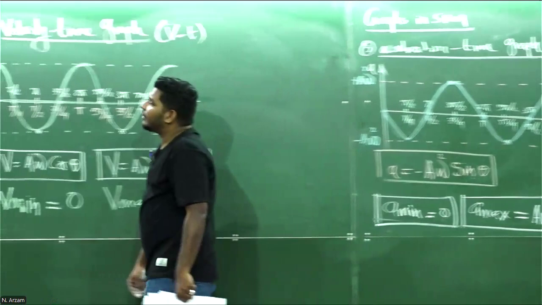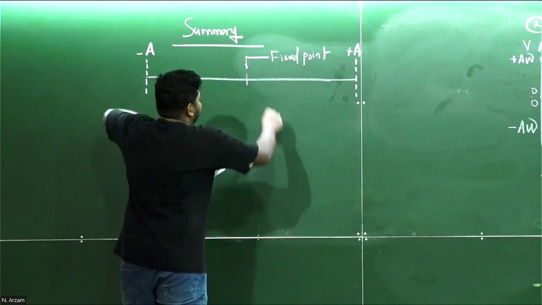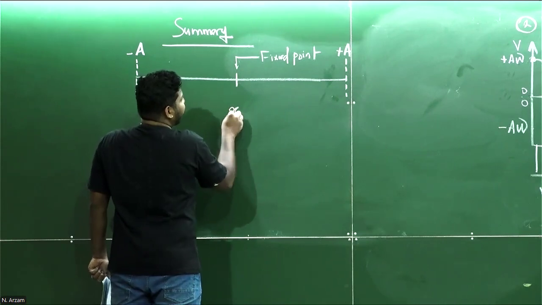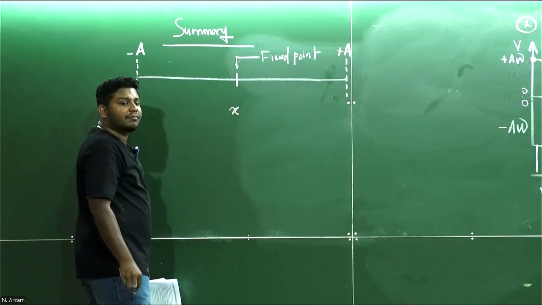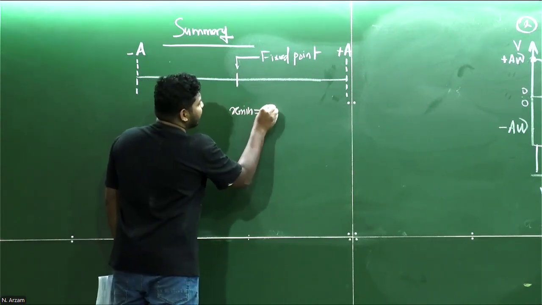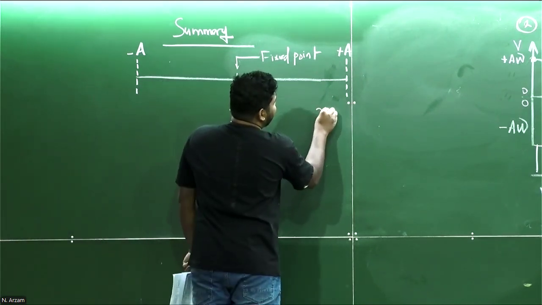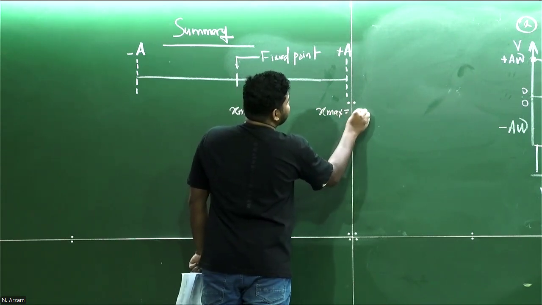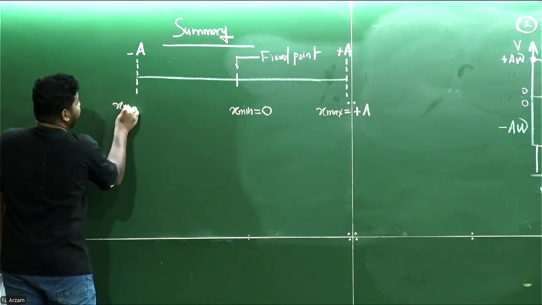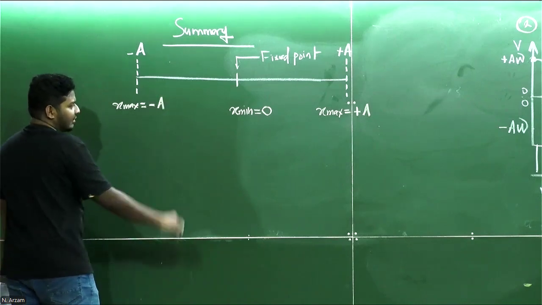Right. So I'm going to do the summary now. Look at this one. First of all, now tell me, in the fixed point, is displacement maximum or minimum? Minimum. X minimum is equal to what? 0. In the fixed point, X minimum is equal to 0. What is the X maximum value? Here the maximum is plus A. In the right side direction, X maximum, and on the other side it is minus A.